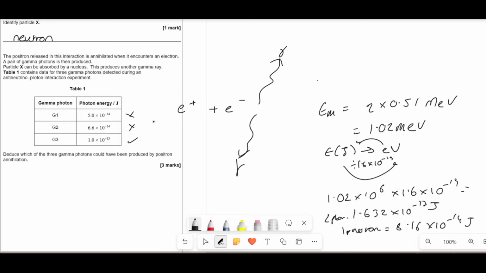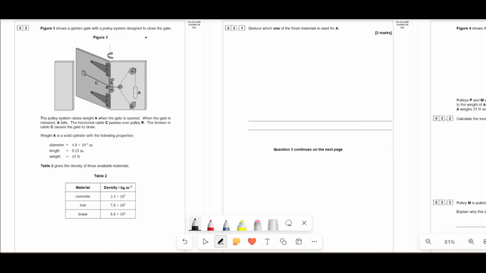There you go. Figure 3 shows a garden gate with a pulley system designed to close the gate. The pulley system raises weight A, which falls when the gate is released. So A goes up, and then when the gate is released, it drops. Fine. The horizontal cable C passes over the pulley R. The tension in the cable C causes the gate to close. As that gets dragged down, it yanks on C, fine.